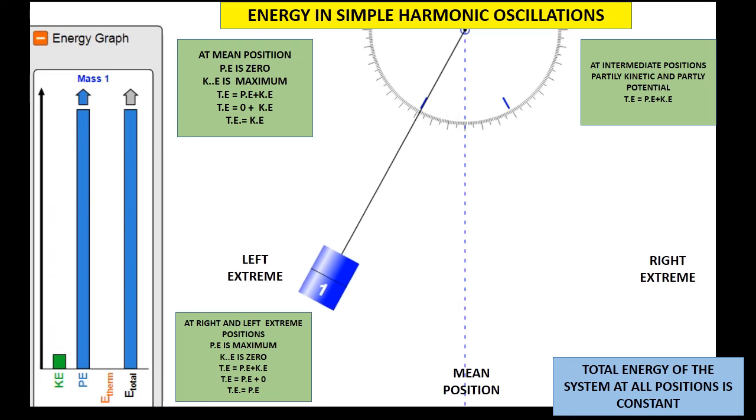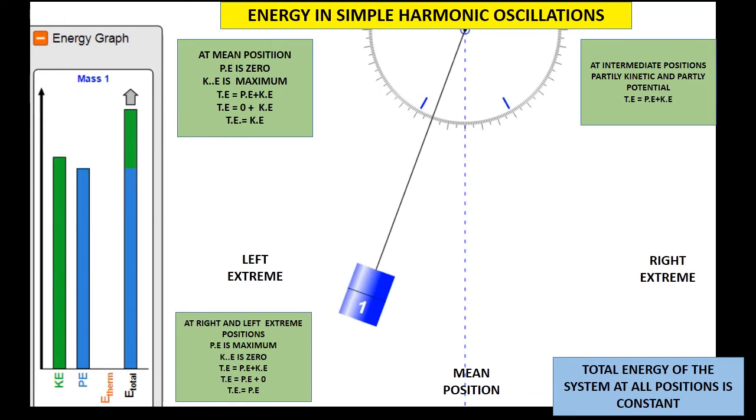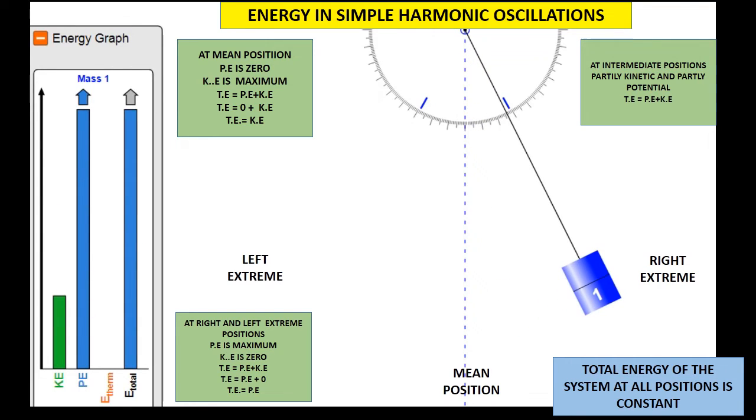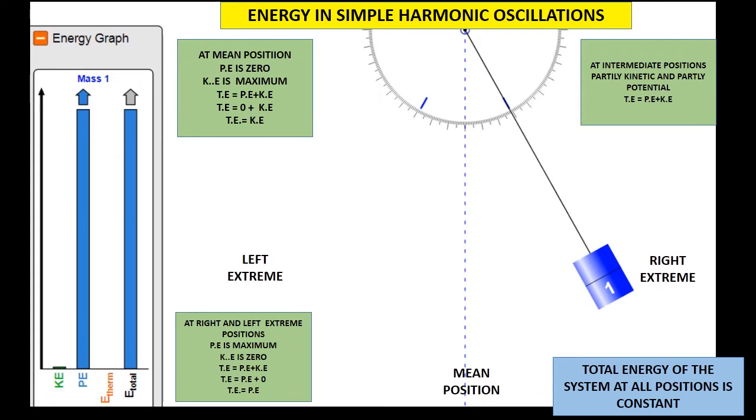Now I am going to bring the bob to the left extreme end. Look at here. Further, if it is moved, I am going to bring the bob at rest somewhere else. Look at here. Now the bob is at right extreme. Simultaneously, you have to look at the energy graph. In the right extreme end, the bob takes rest. Momentarily it will be at rest.